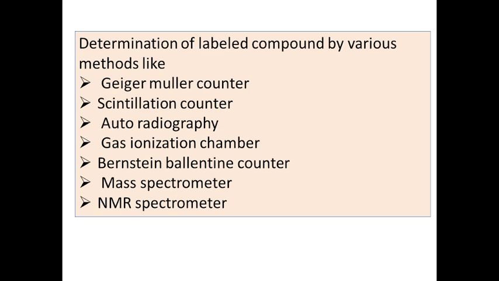After exposure, the plate is developed in the usual manner, and the resulting autoradiograph gives the distribution pattern of radioactive substance in the specimen. So the specimen is in contact with the emulsion, and on exposure it will produce an autoradiograph. That autoradiograph gives the distribution pattern of the radioactive substance in the specimen.